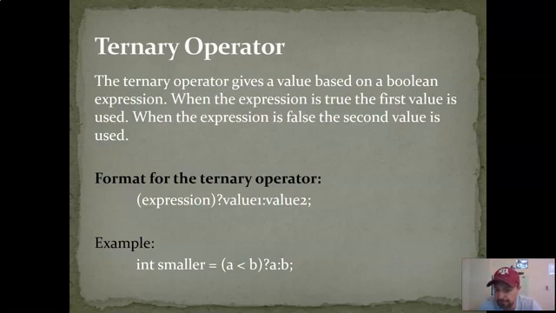An example. If I wanted the smaller of two integers, a and b, I could say int smaller equals a less than b. If a is less than b, we will take a and store it into smaller. Otherwise, we will put b into smaller.